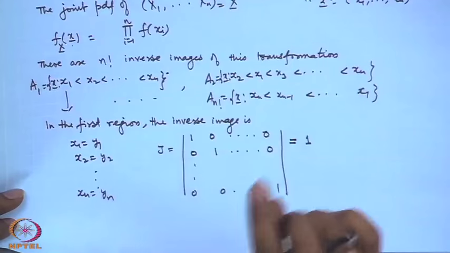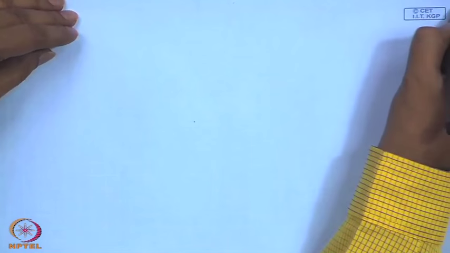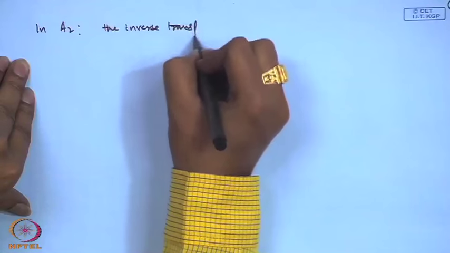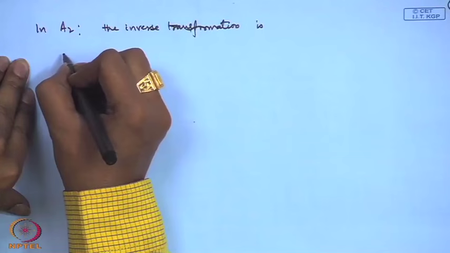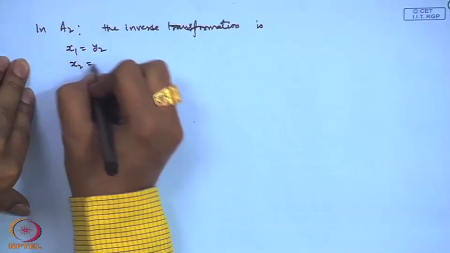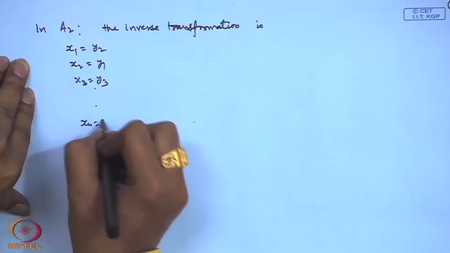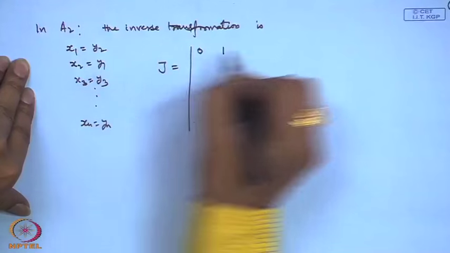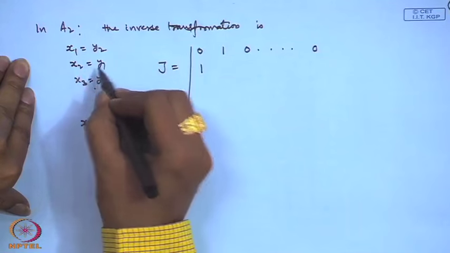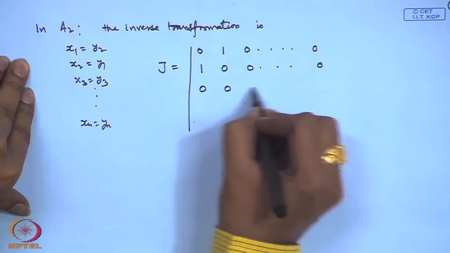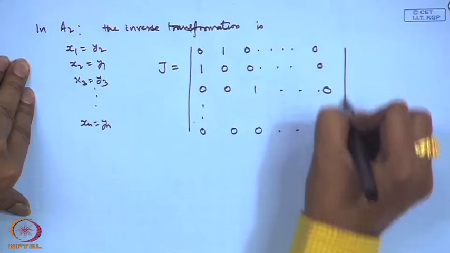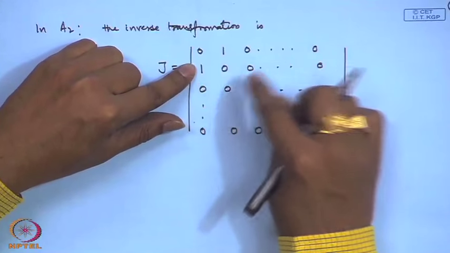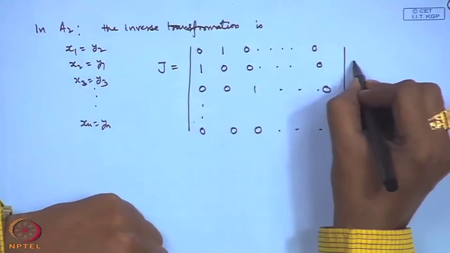Now, what happens in the second region, say for example, A2. In A2, the inverse image: x1 is equal to y2, x2 is equal to y1, x3 is equal to y3, and so on, xn is equal to yn. So, if we consider the Jacobian, del x1 by del y1 is 0, del x1 by del y2 is 1, and then there are zeros. Here, del x2 by del y1 is 1, and the rest are 0, ending with 1, which is nothing but the determinant of the identity matrix with the first and second rows interchanged. Other rows are the same, or you can say first and second columns interchanged. So, this value will be equal to minus 1.